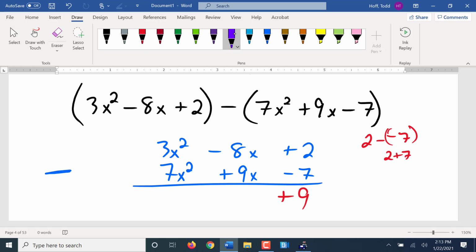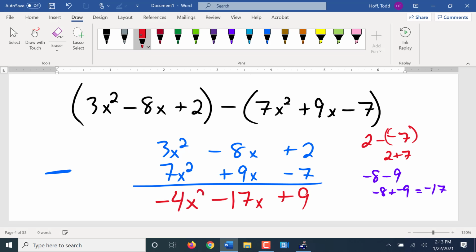Negative 8 minus 9. Well, it's negative 8 plus a negative 9, which is negative 17. So yes, you are correct. Negative 17x. 3x squared minus 7x squared. 3 minus 7 is negative 4x squared. Be careful with the negatives. As I mentioned when we covered them last fall and when we reviewed them 2 weeks ago, the negatives will haunt you. That's probably the biggest source of mistakes I see in algebraic problems: dealing with the negatives.